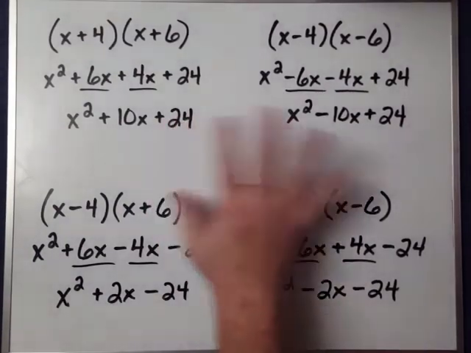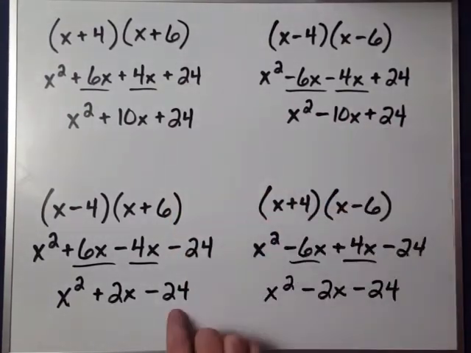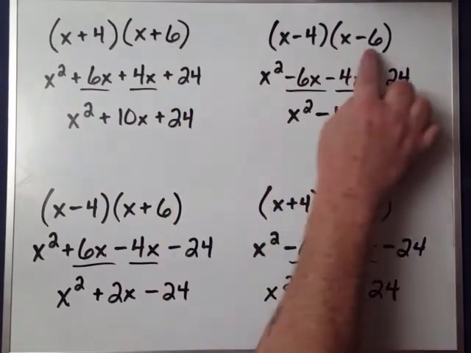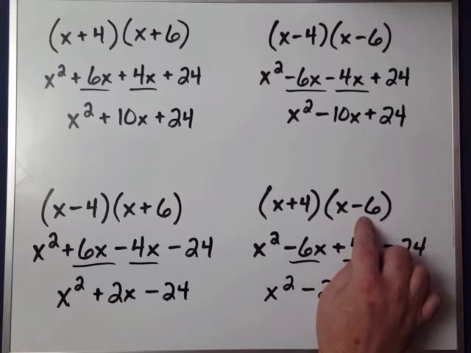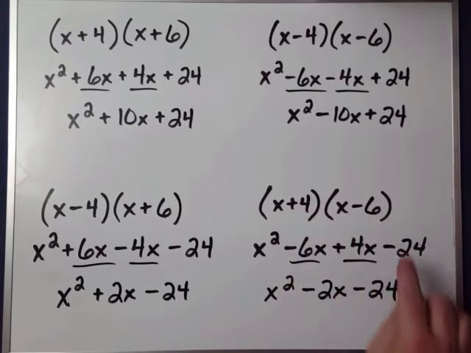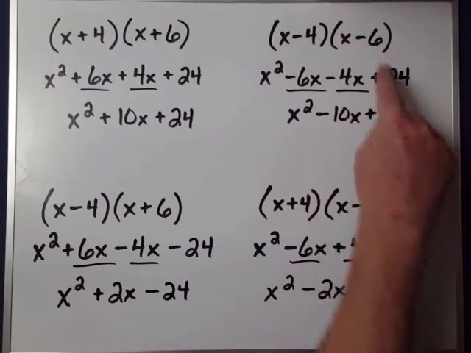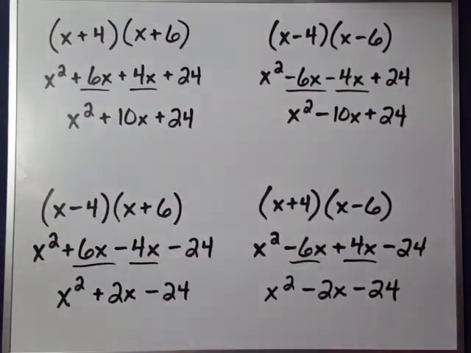First of all, notice that in all cases, this 24, or negative 24 at the end, came from multiplying the 2 numbers in the problem, including their signs. Right here, 4 times negative 6, negative 24. Here's a negative 4 times a negative 6, positive 24. 4 times 6, positive 24.